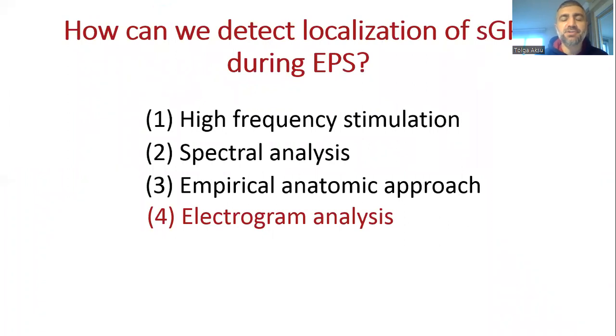The next question: how can we detect the localization of GPs during the electrophysiological study? Different groups use different techniques, and I think all techniques have some well-known limitations. Like high-frequency stimulation: you can induce inadvertent atrial fibrillation, there is no standardized protocol, and the criteria for a positive response are not identical between studies. And if you use general anesthesia, it may cause blunting of vagal responses.